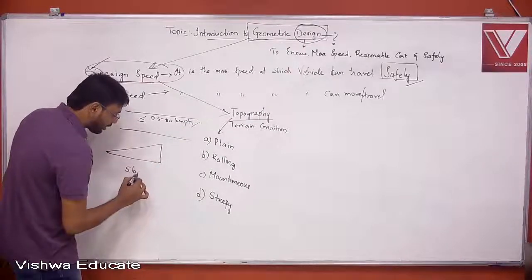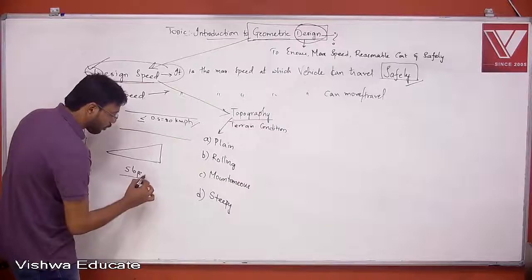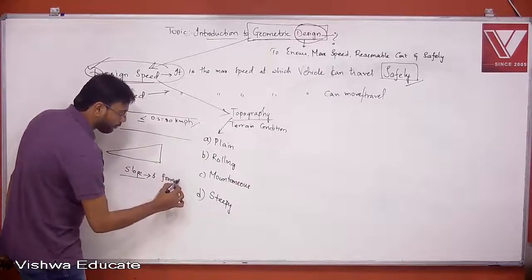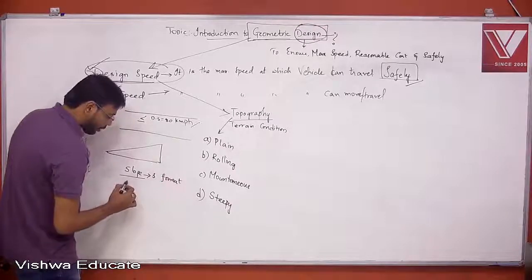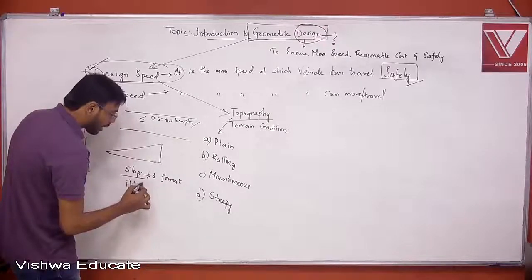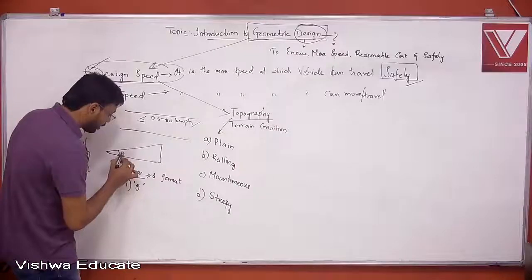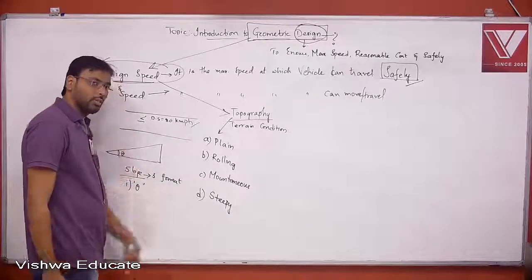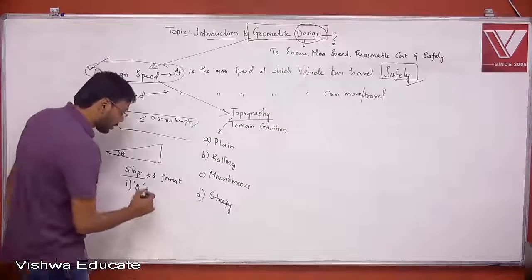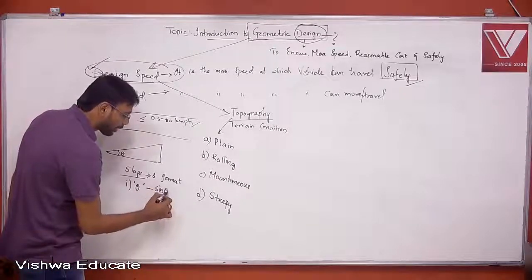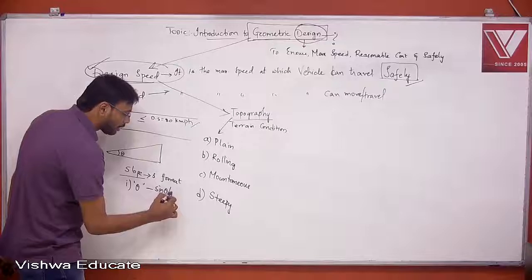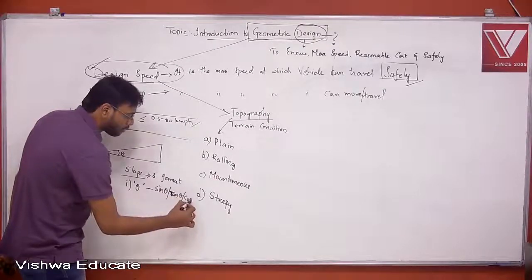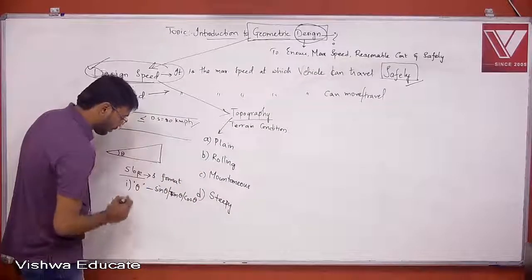So topography here is nothing but slope. Slope can be defined in three formats in transportation engineering. The first format is using theta. If I use theta, that means there is a slope, right? There is a rotation, whether it is sine theta or cos theta or tan theta, doesn't matter. If I say theta, that means there is slope, whatever it is.